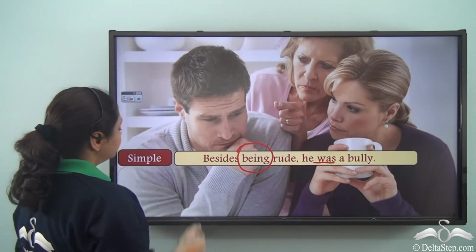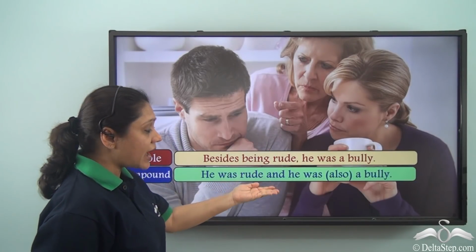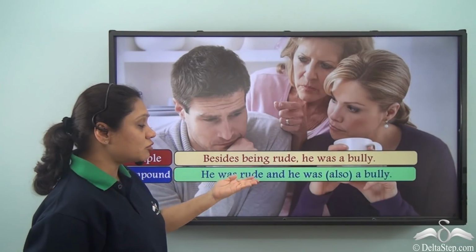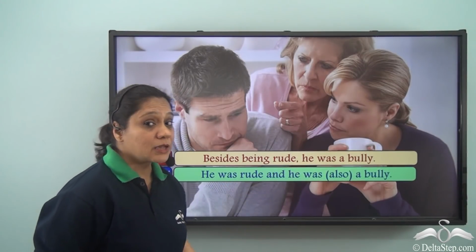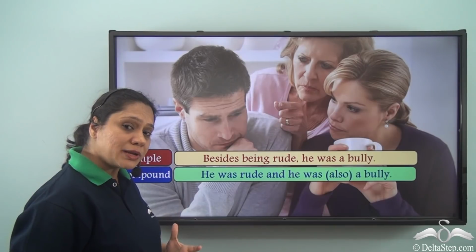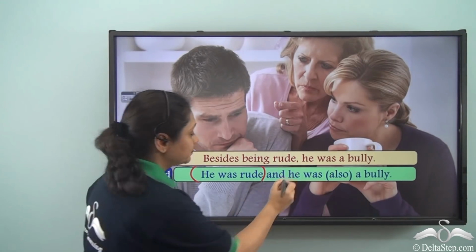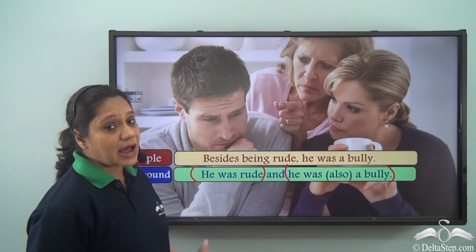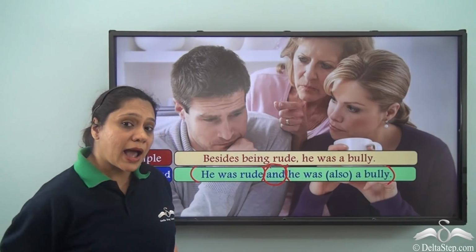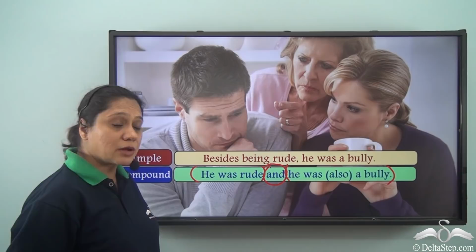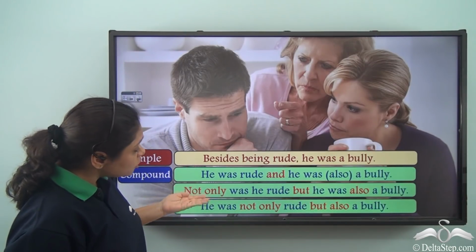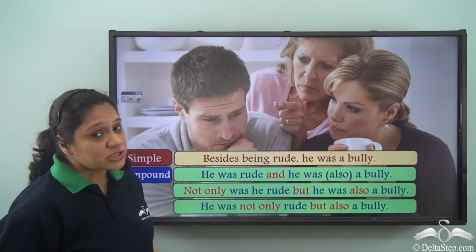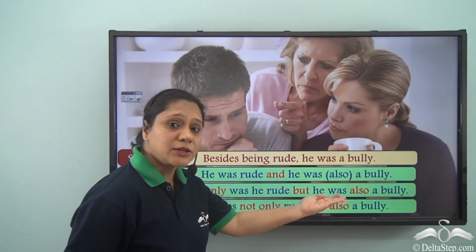We will write, he was rude and he was also a bully, or you can also write, he was rude and he was a bully. So we have broken this up into two independent clauses. He was rude, he was a bully, and because both the clauses show a related idea, we have used the conjunction and. Now we can also write the compound sentence as, not only was he rude, but he was also a bully, and we can also write, he was not only rude, but also a bully.